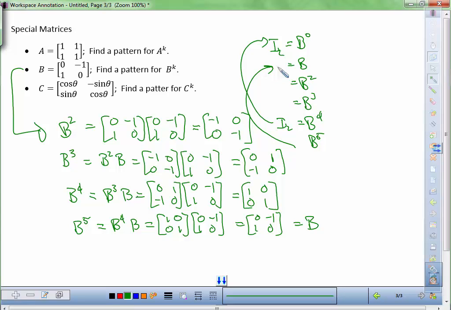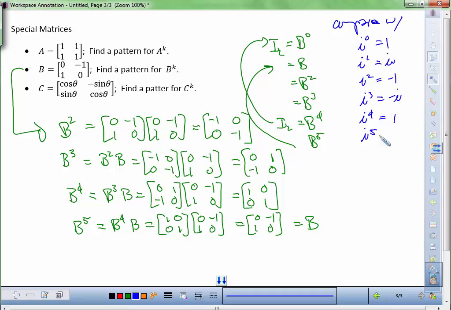Yeah, so imaginary numbers is what I was looking for. So compare with I to the 0, which is 1, I to the first power, which is I, I to the second power, which is negative 1, I to the third power, which is negative I, I to the fourth power, which is 1, I to the fifth power, which is I. And it's kind of the same pattern. So it does have something to do with sines and cosines.